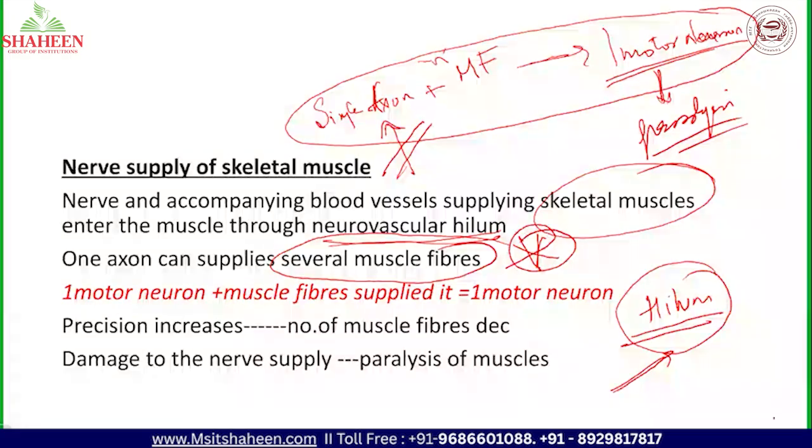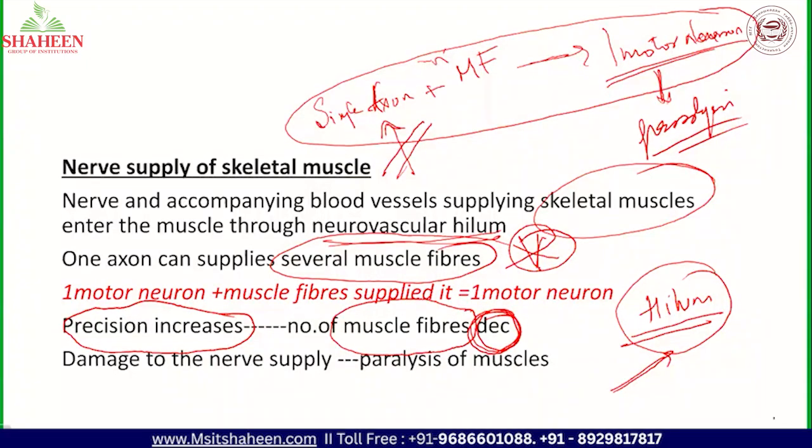When the precision of the muscle increases, the number of muscle fibers supplied by a single motor neuron decreases. Got it? Increased precision means you're doing very precise activity. In the case of your extraocular muscles, these are very fine, very small muscles, so they do very precise functions. So when the precision increases, the number of muscle fibers supplied by a single neuron will be less.